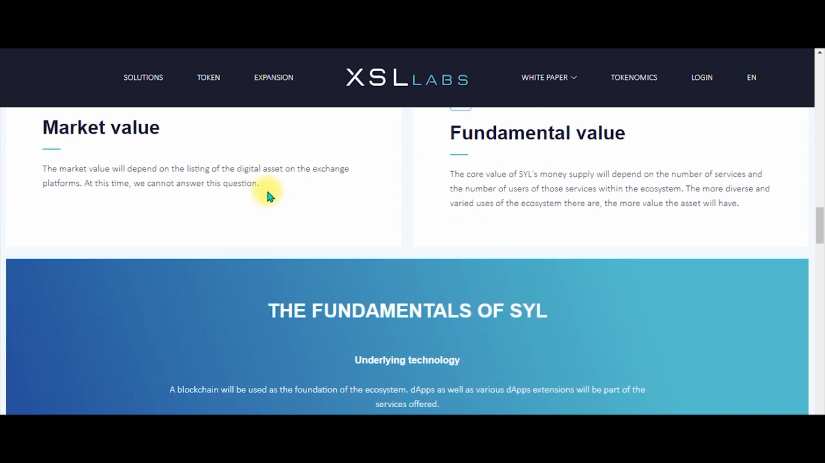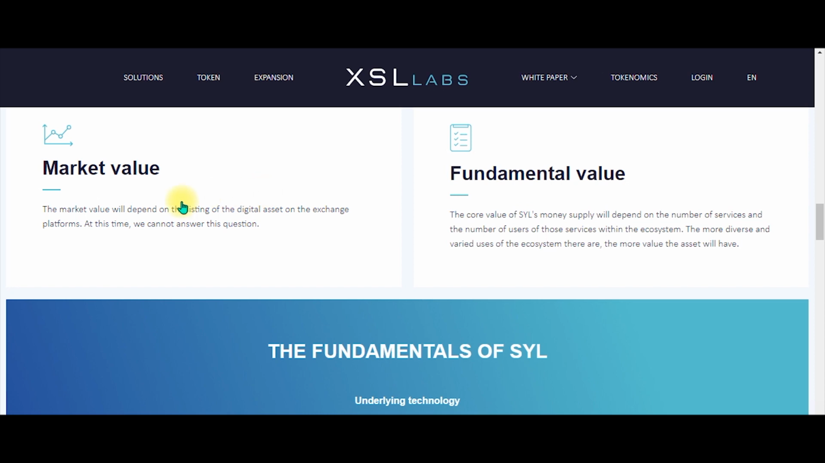Okay, below over here we have the market value. So even XSL Labs is not sure what to answer. Like they have written at this time, we can't answer this question. So the market value will depend on the listing of the digital asset on the exchange platforms. So we have to wait for it.